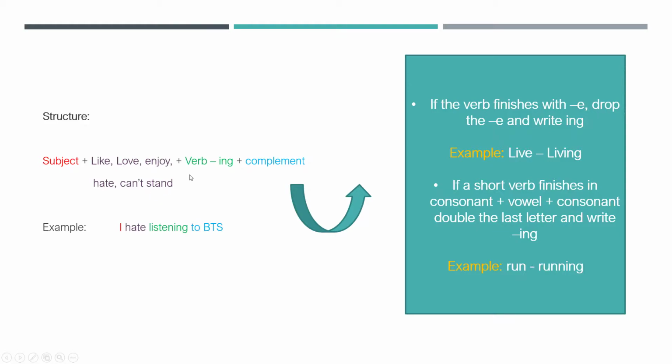Then we're going to use the verb but with the ing form, okay? And finally, we're going to use a complement. Let's see the example. I hate listening to BTS, okay? So here we have the subject, then the verb, which express in this case dislike, then the verb listen with the ing form, and finally the complement to BTS. I hate listening to BTS.